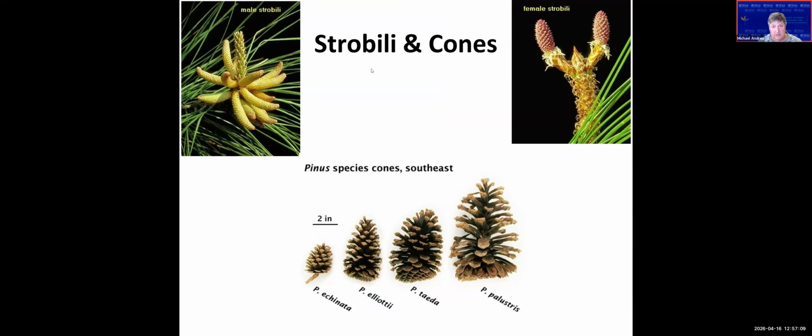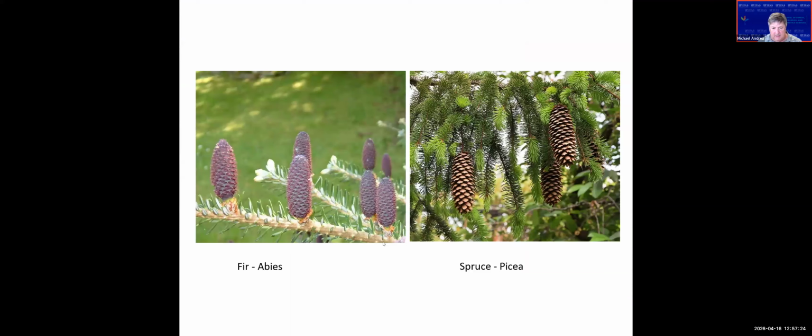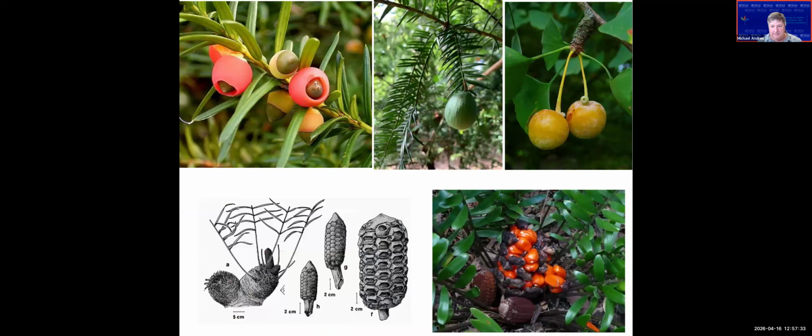They reproduce with strobili and cones. So they'll have male and female strobili that then produce these woody cones, and these cones can be helpful for identification purposes as well. They come in all kinds of forms and shapes and sizes, and different gymnosperms have different kinds of cones, and that can be helpful. So not all cones are cone shaped. All right, that's what I've got.